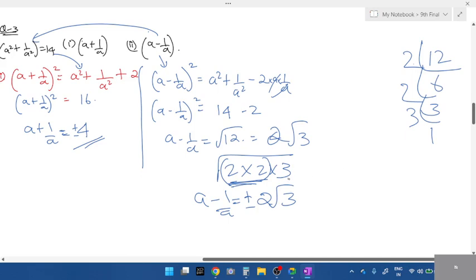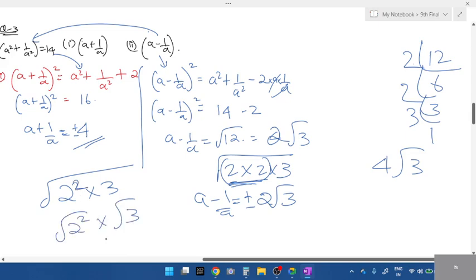Yeah, Delisha, why didn't I take 4 root 3? Can you tell me the reason? See, this 2 square, how can I write? Can I write 2 square into 3? If I write it separately, isn't it like this? What happens to root and square? They get cancelled. So what is left? 4 is left or 2 is left? 2 root 3 is the answer.